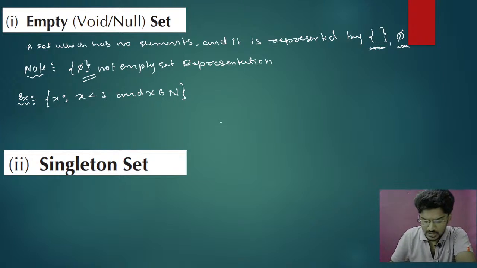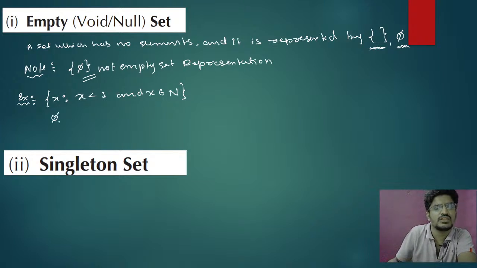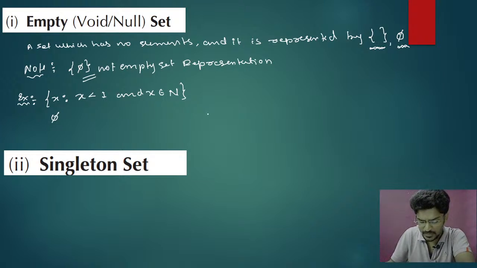Now here you can see that x has to be lesser than 1 and x has to be a natural number, which means there are no elements which are lesser than 1 and natural. Therefore it is empty. Clear? Like this you can give examples of empty set.